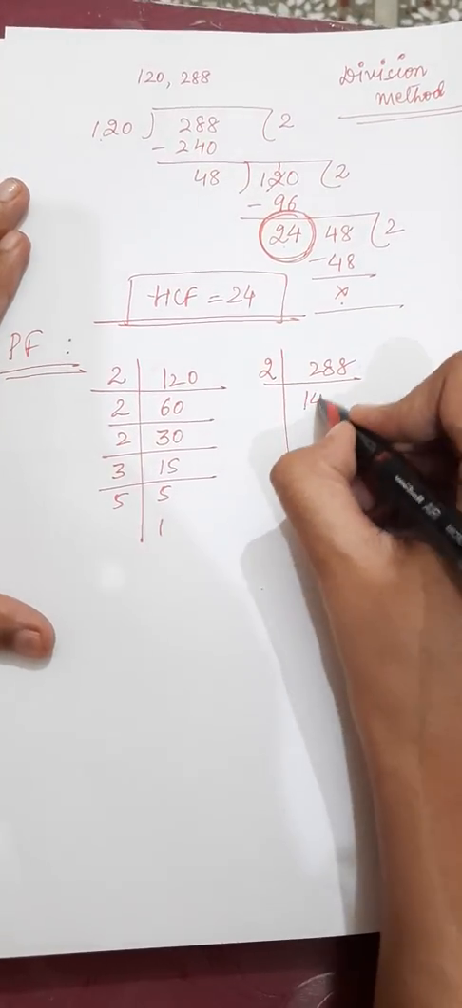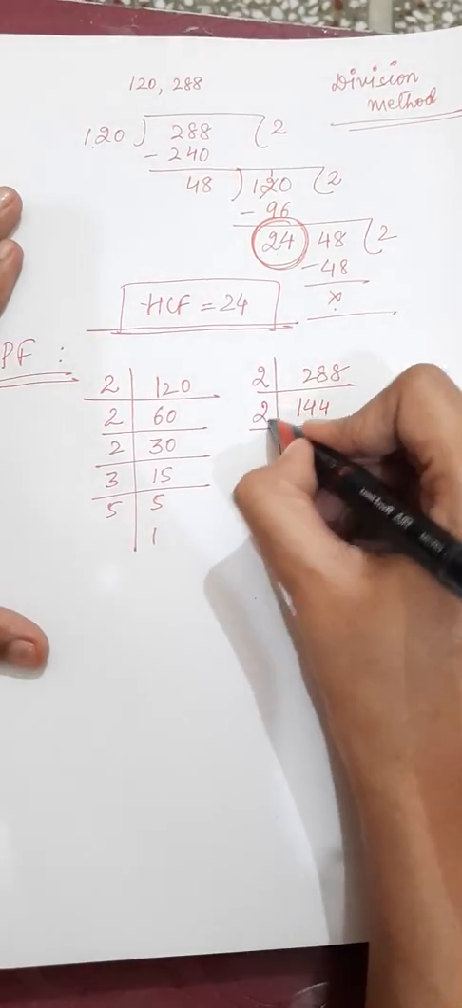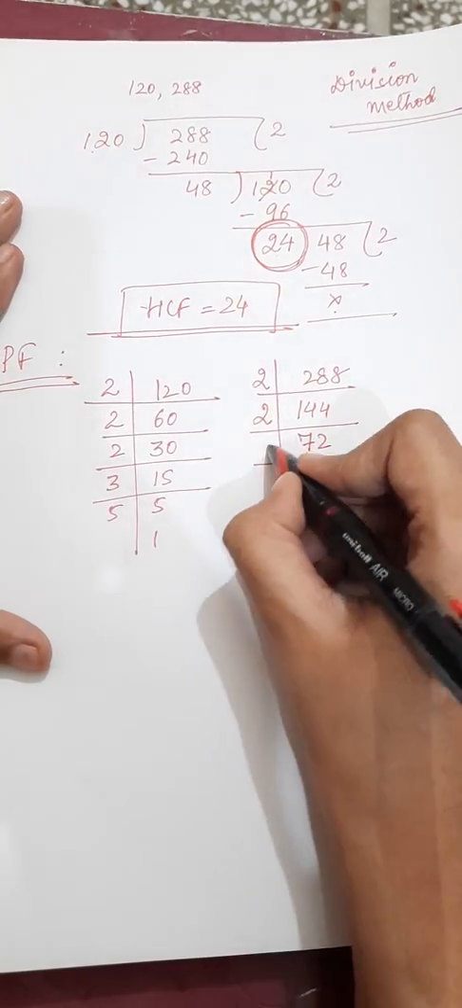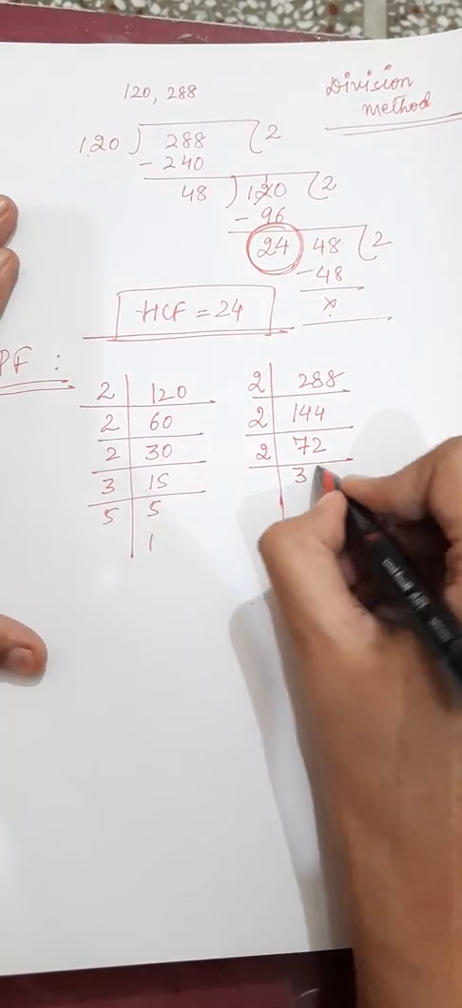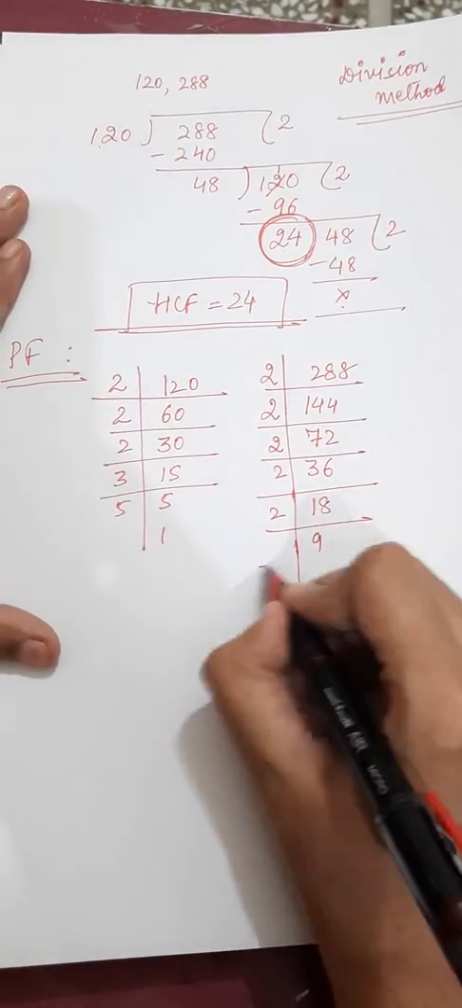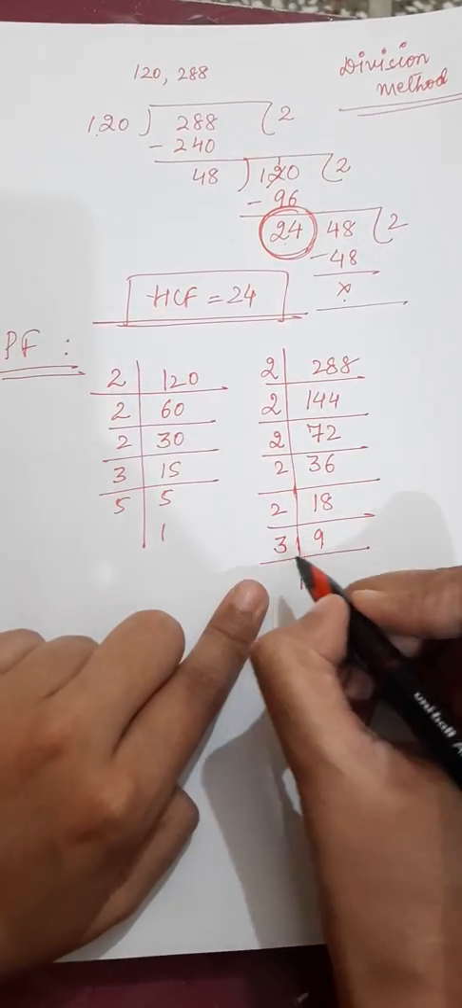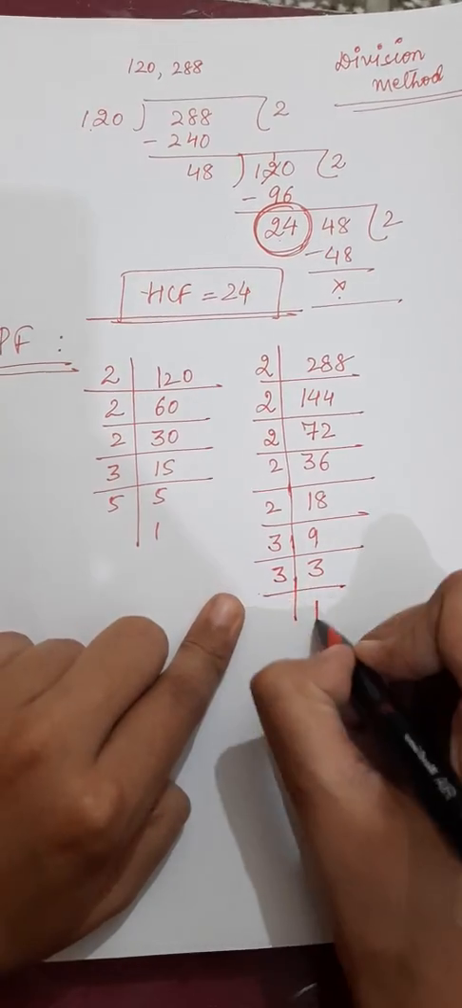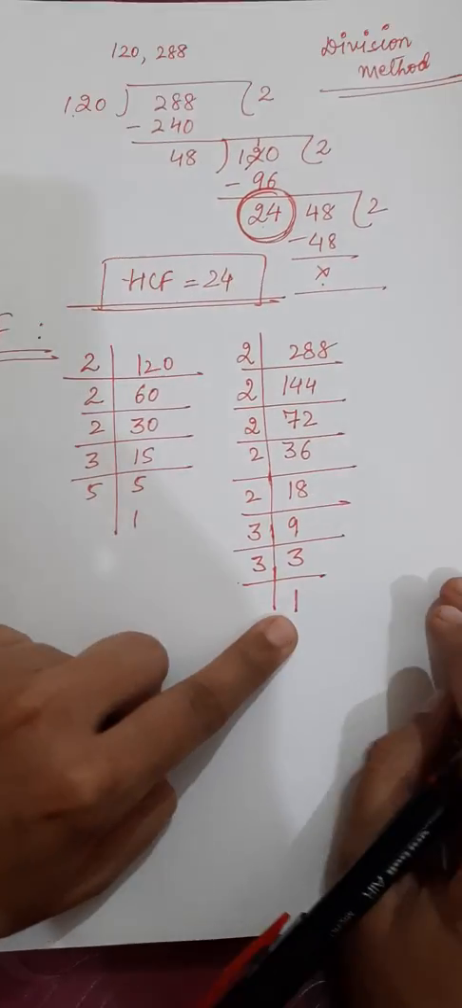On the table of 2 it will go on 144. On the table of 2 it will go on 72. On the table of 2 it will go on 36. On the table of 2 it will go on 18. Then 2 9s are 18. This 9 will go on the table of 3 on 3, and 3 is a prime number, so it is going to go on itself, which is going to give us 1.